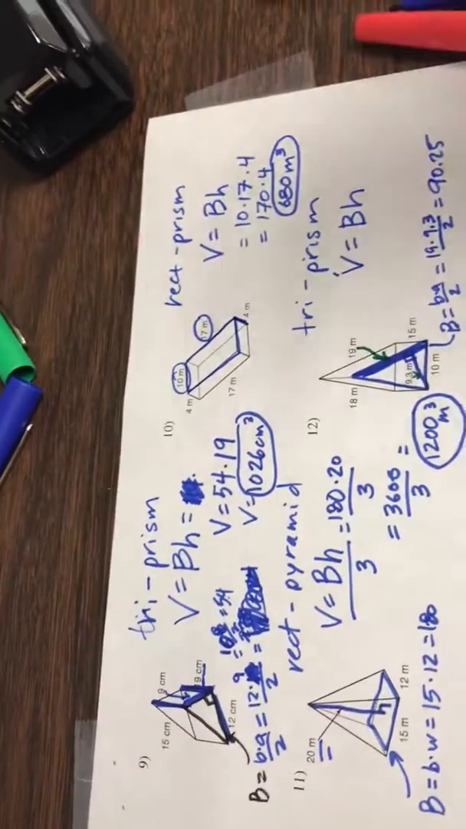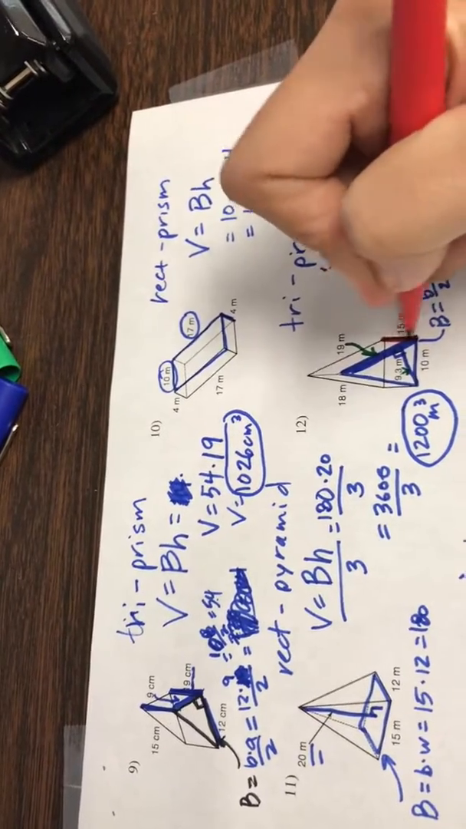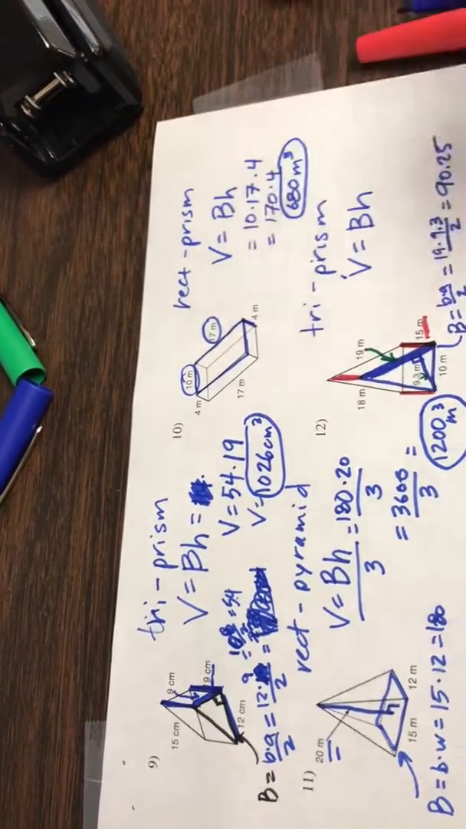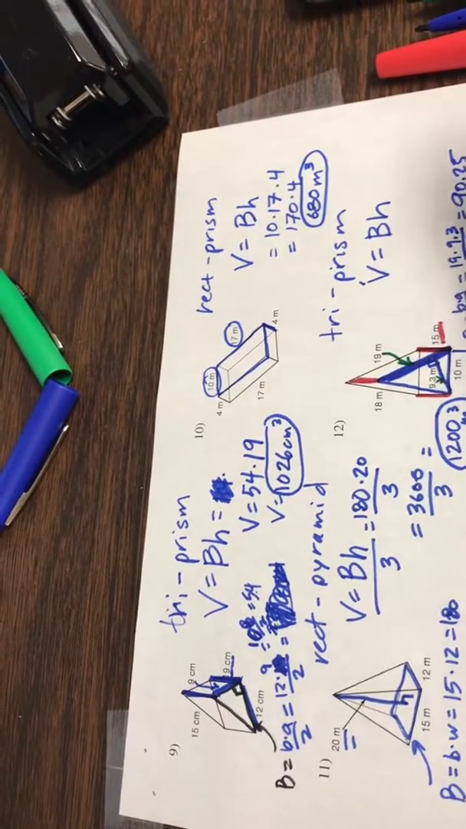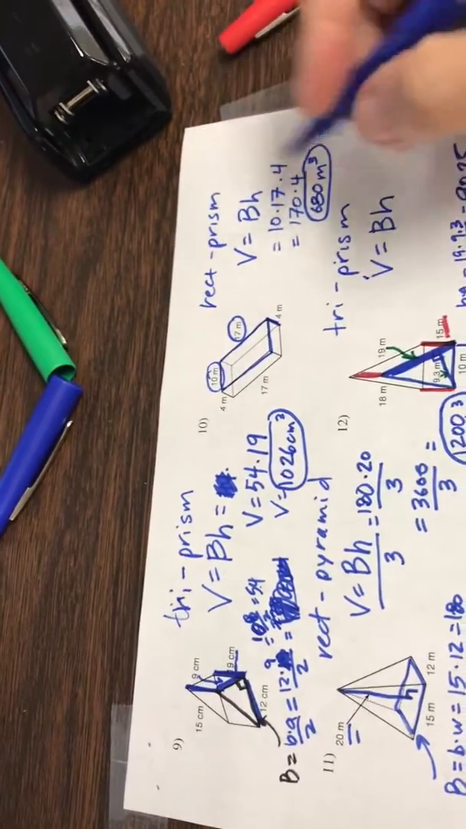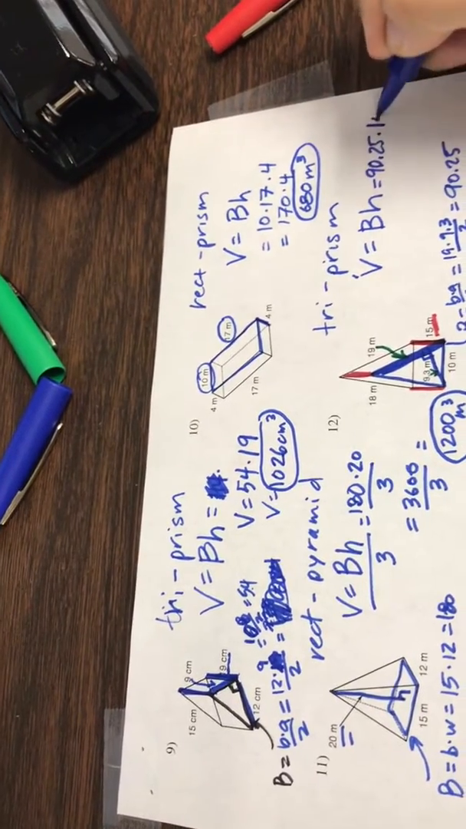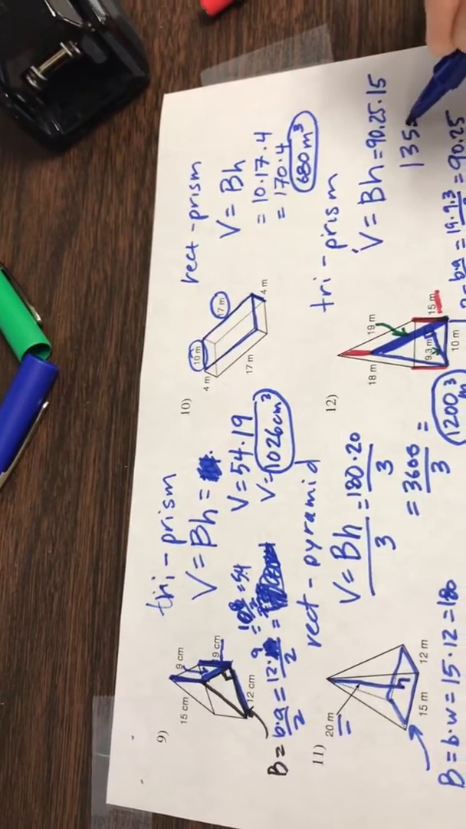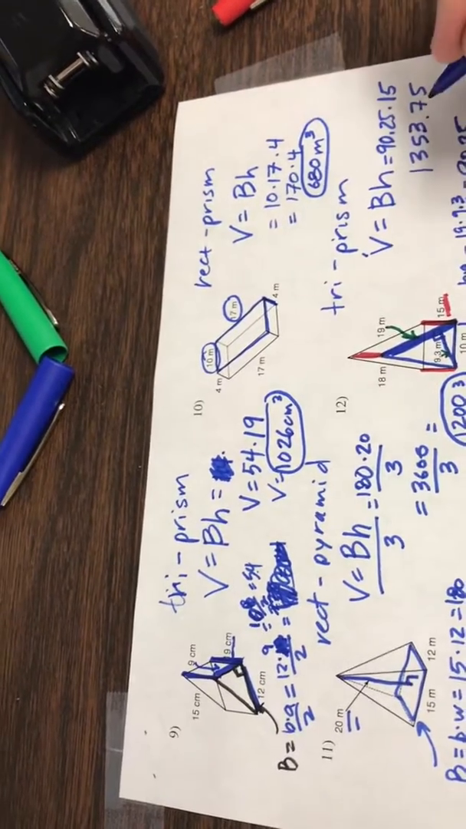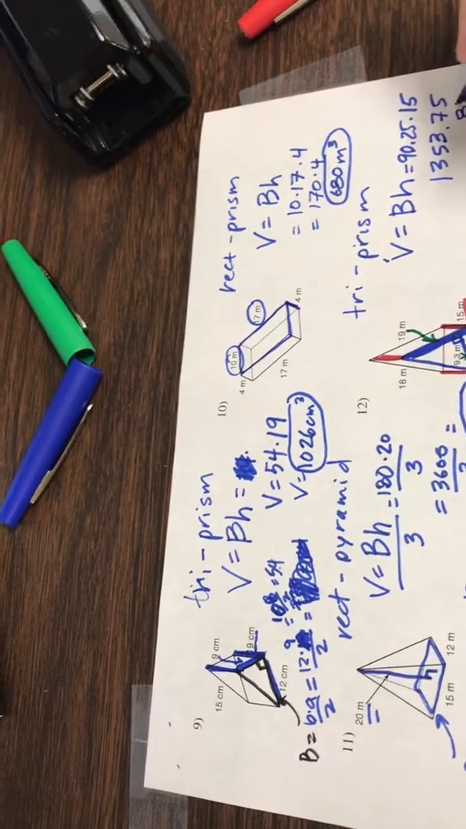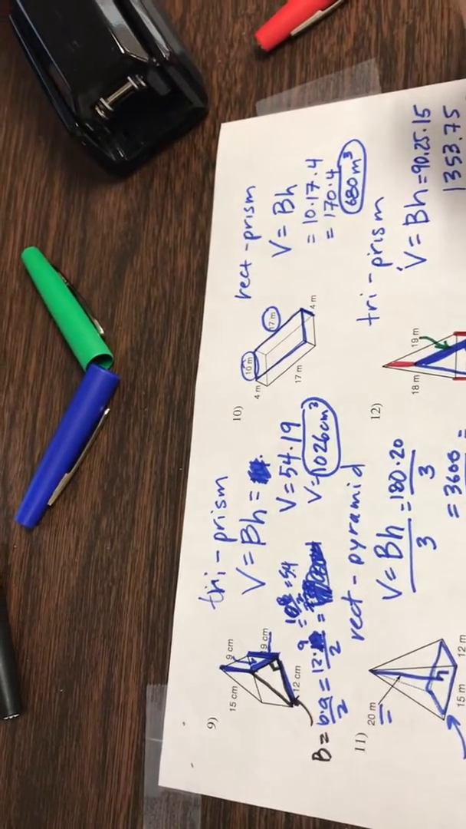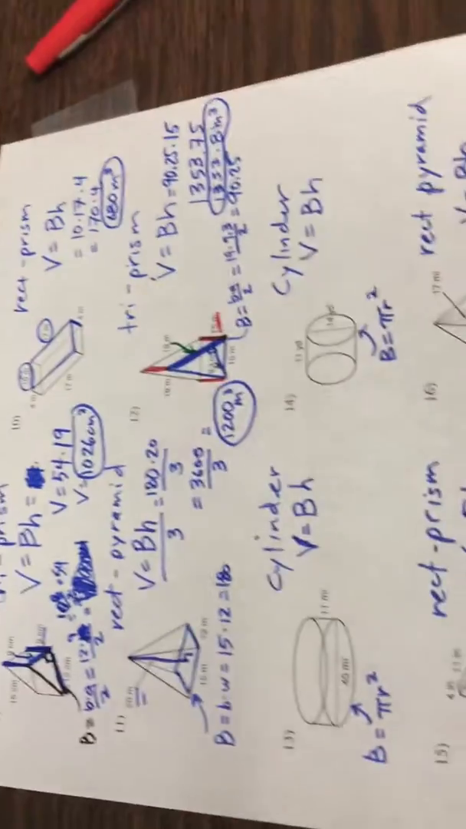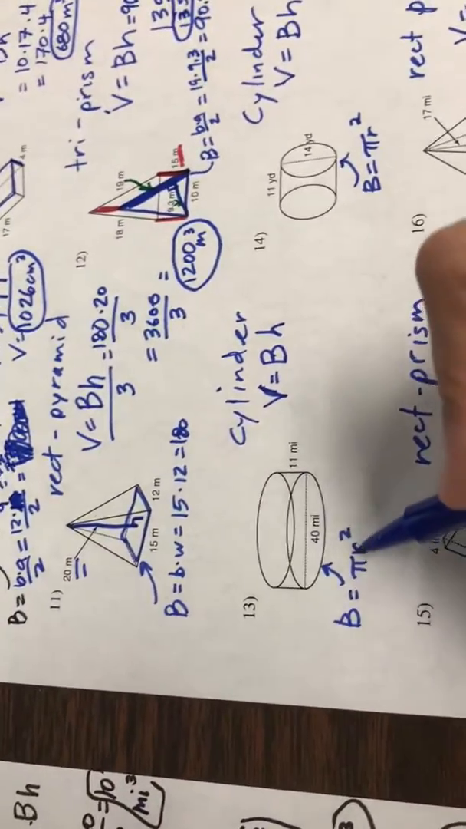Now I have to say to myself, how high did they stack it? So it looks like they stacked it 15 high. See how that's all 15? So the area of my base, 90.25 times 15. They said round to the nearest tenth, so I'm going to round the 7 up to an 8. 1353.8 meters cubed. All right, now this is my cylinder, so that's pi r squared.